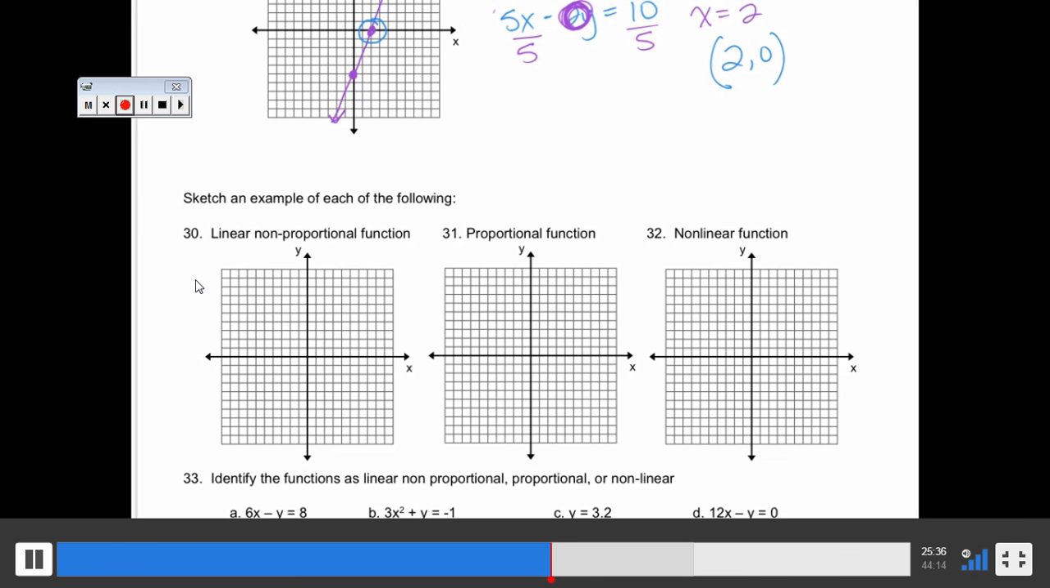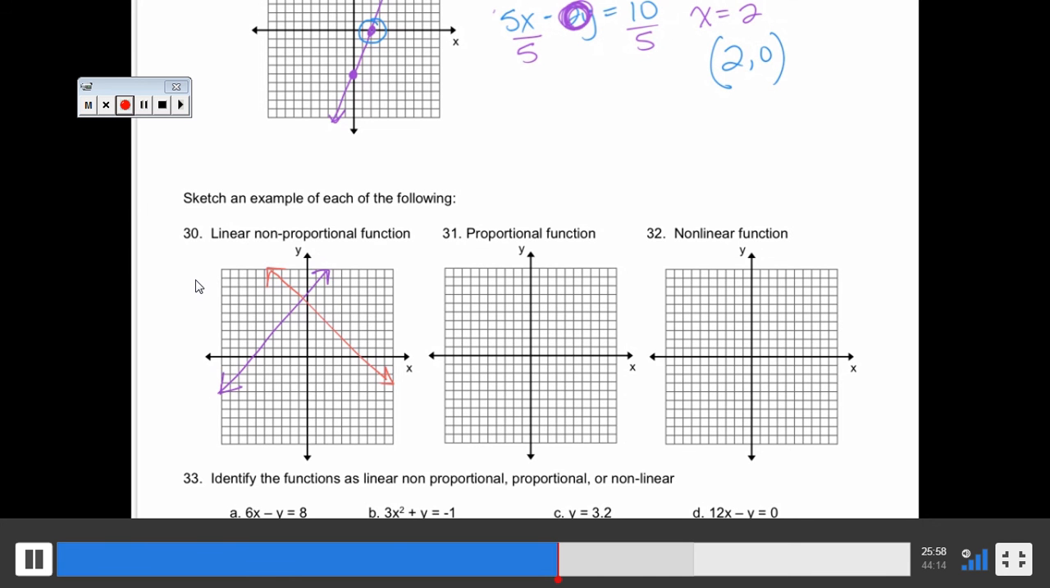the following. So the first one, we need an example of a linear non-proportional. So non-proportional means it's not going to go through (0, 0). So you can draw any line that is not going through (0, 0). That could be a positive slope or a negative slope. So either one of those are a good example.